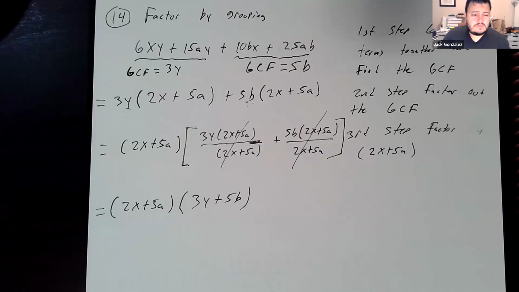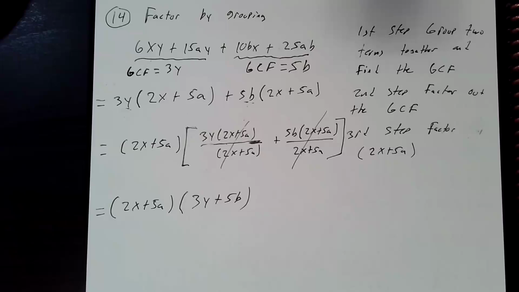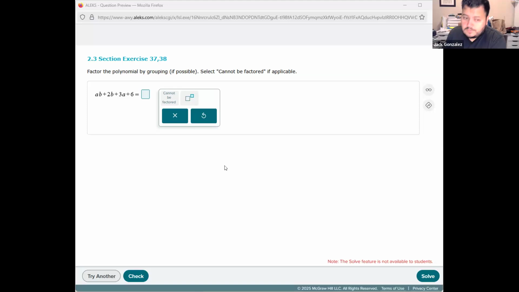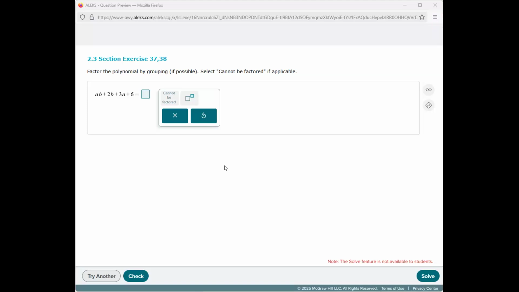Let's do this one, it looks a little easier. Remember, when you're doing grouping, it's not always guaranteed. Sometimes when you're grouping, you see how I picked the first two and the last two, and it just happened to work out, right? Yeah.